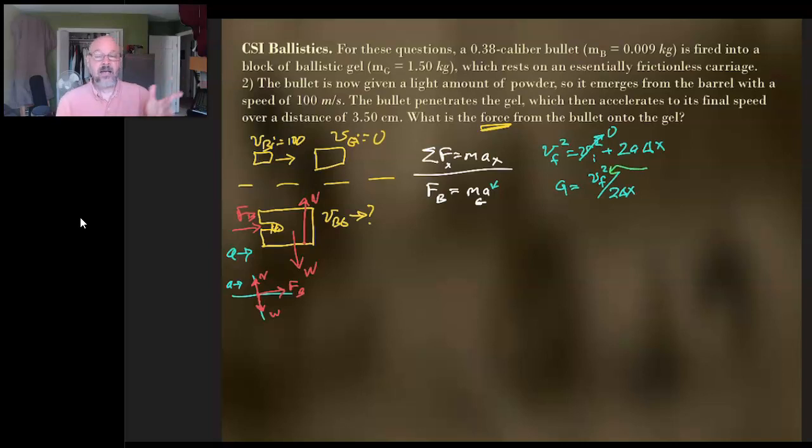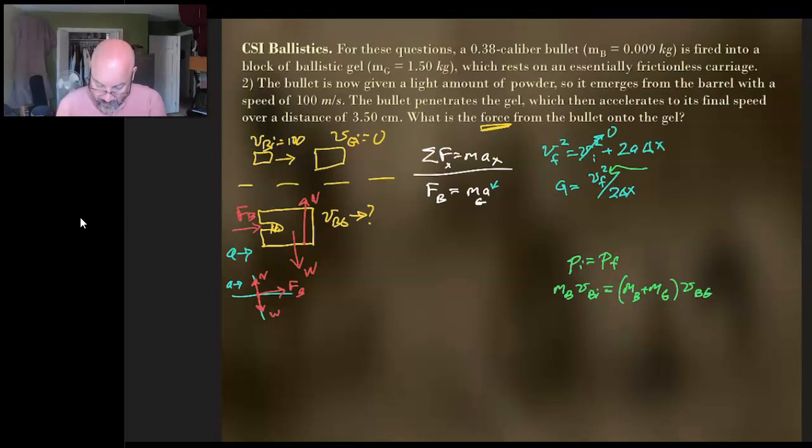Okay, aha! Now we can use momentum. So we're going to use some momentum here. P initial, P final. So we've got the mass of the bullet, the initial speed of the bullet, which is only 100 this time, and they're combined together in the end. So the mass of the bullet plus the gel, and then we're going to have VBG right there.